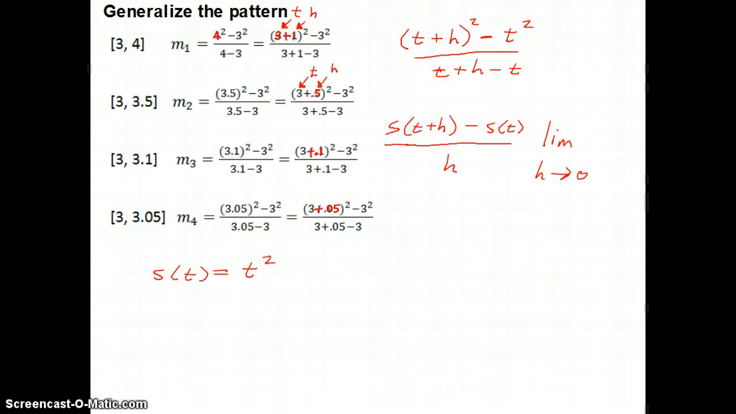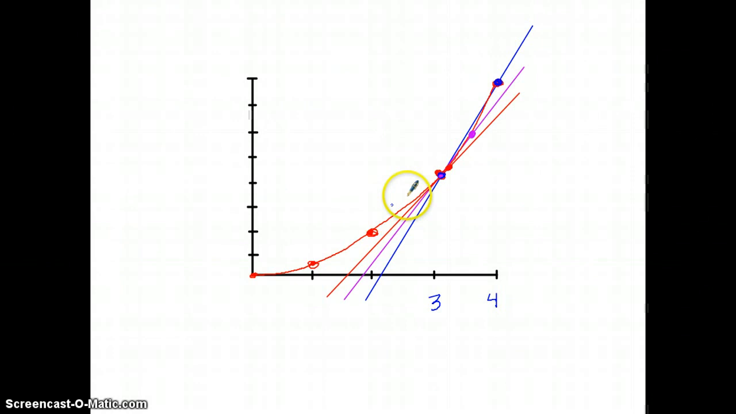If we go back to that picture right here, that would mean that the slope of the tangent line right at this particular point is equal to 6. In other words, for every one that we go over, we go up 6. And that is the rate of change of our particular function at 3.